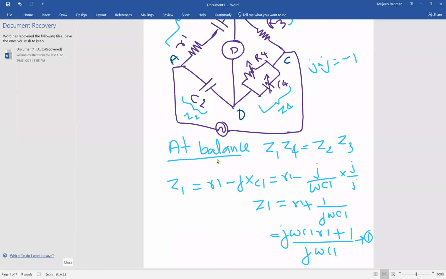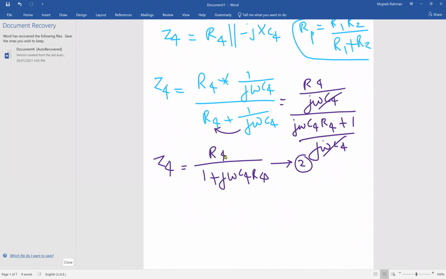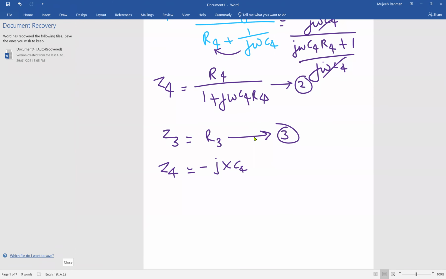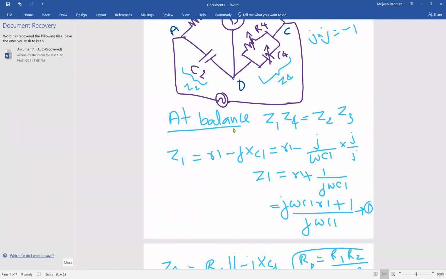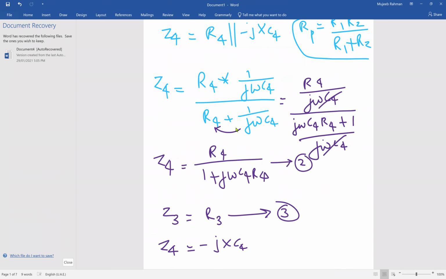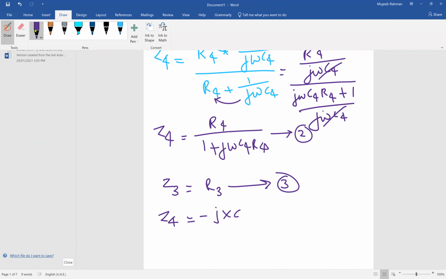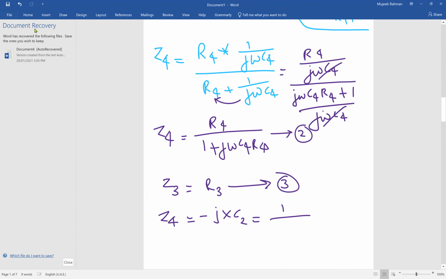And if you look at the third part, which is Z3, Z3 is simply R3, and Z2 is minus jXC2. This can also be written as 1 divided by j omega C2. This is going to be the fourth equation.